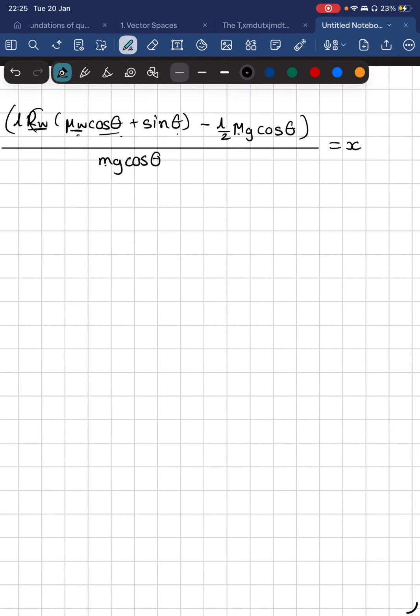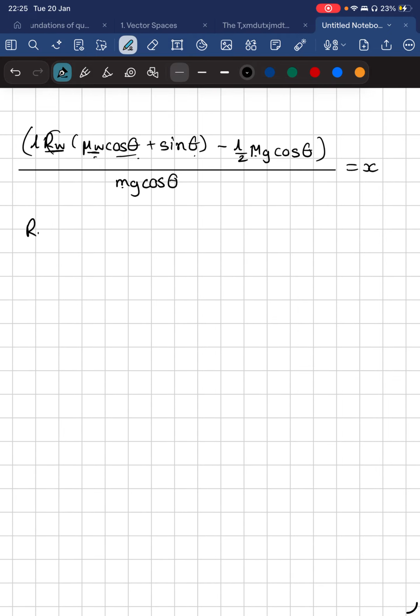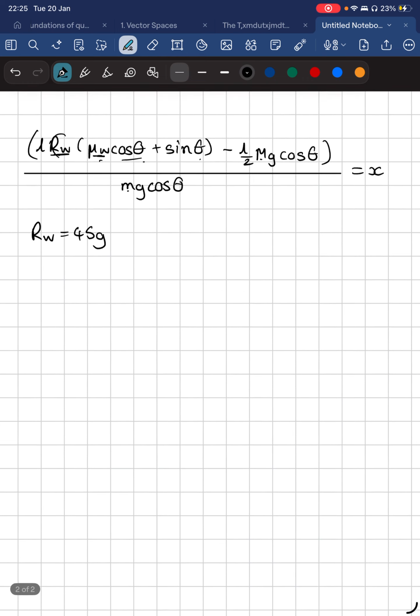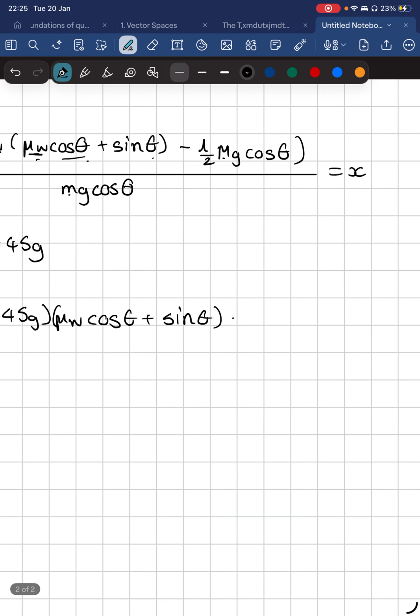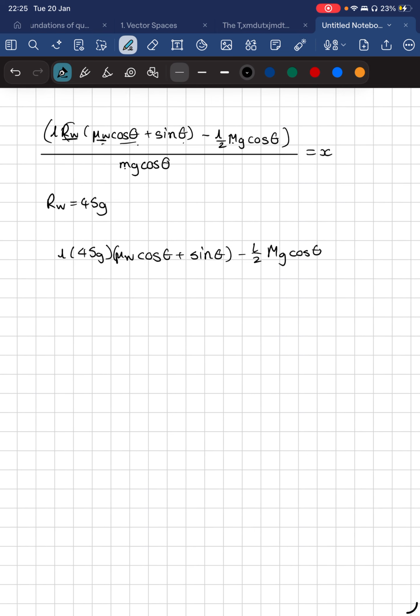Okay, and then once we've worked out that RW is equal to 45G, we can start plugging things into this final expression. And now the beauty of us doing everything abstractly and just with algebra becomes a lot clearer. And so I can do L times 45G times, we've got mu W cos theta plus sine theta, minus L on 2 big mg cos theta over little m g cos theta.